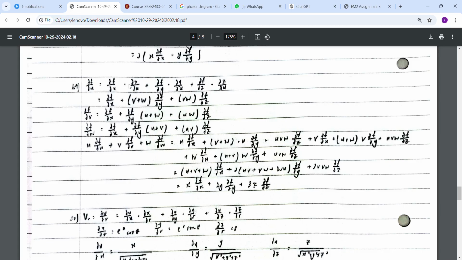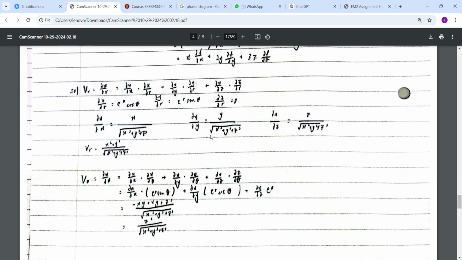When compared to the last question, the difference is that it has an extra z value, so we need to do delta f over delta z multiplied by delta z over delta u also. After that we can find the equation and insert it into the equation given by the question to find the final answer.